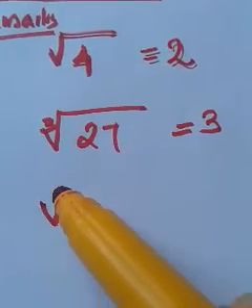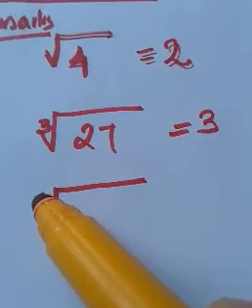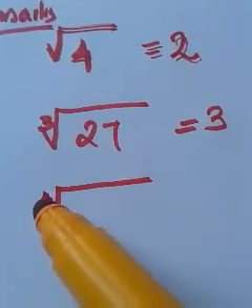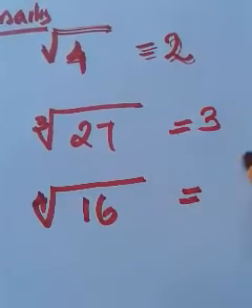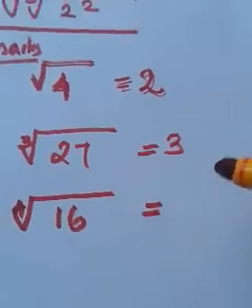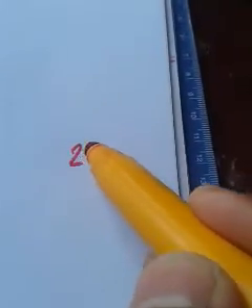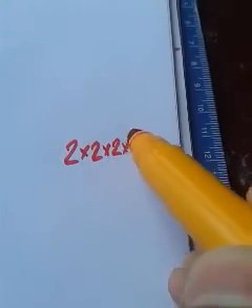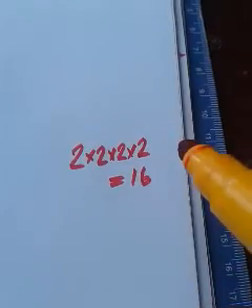Then, this symbol stands for the 4th root. What is the 4th root of 16? Otherwise, what is the meaning of the 4th root of 16? The 4th root of 16 is 2. You know why? Because 2 into 2 into 2 into 2 is 16. That's why the 4th root of 16 becomes 2.